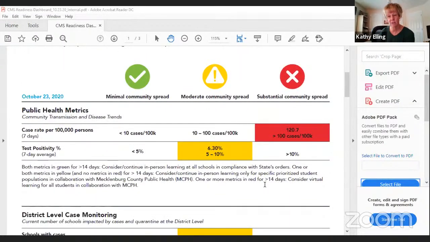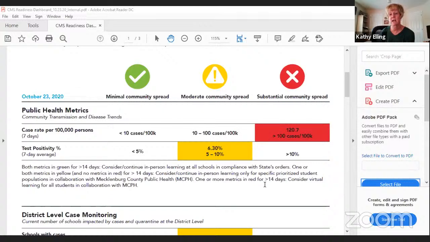Our county public health metrics come from Mecklenburg County, and they are reported here as a result of a 7-day count. And you will notice that Mecklenburg County has noted that we are over 100 cases per 100,000 individuals in our county. And right now, our test positivity rate is 6.3%. And that's why it puts us in a range of 5 to 10. These numbers are updated weekly, but if you read the print below, we are looking at these metrics over a 14-day period.